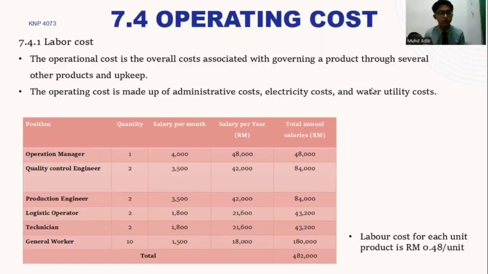In this table, we have the operation manager, quality control engineer, production engineer, logistic operator, technician, and general worker. The minimum salary for the workers is 1,500 ringgit. So the total cost of paying the salaries of the workers is 482,000 ringgit. From our calculation, the labor cost for each unit of product is 0.48 cents per unit.